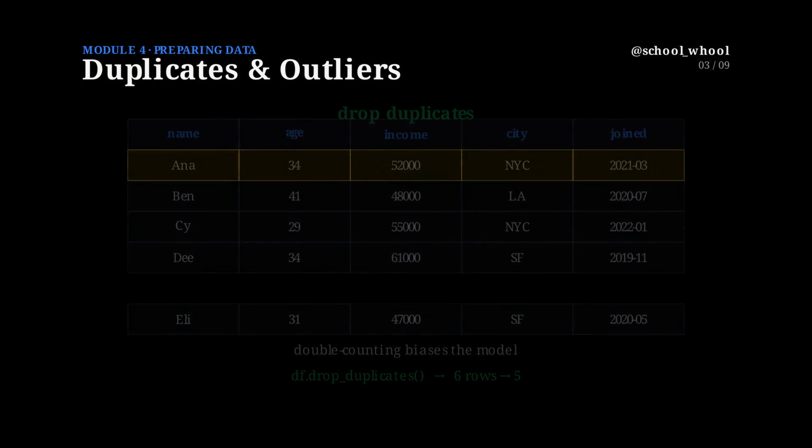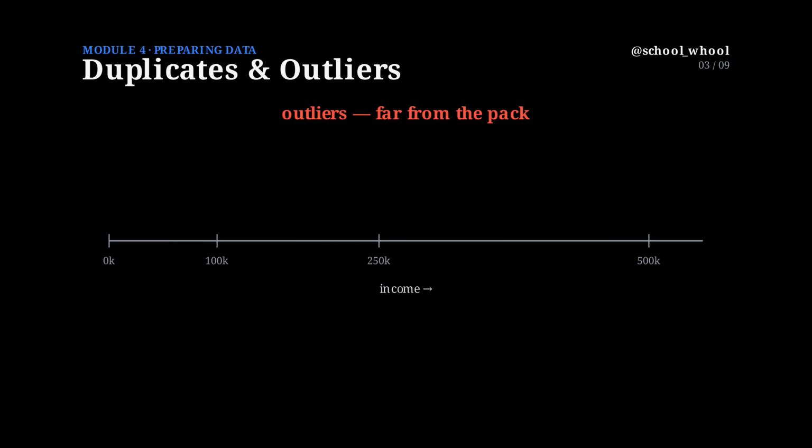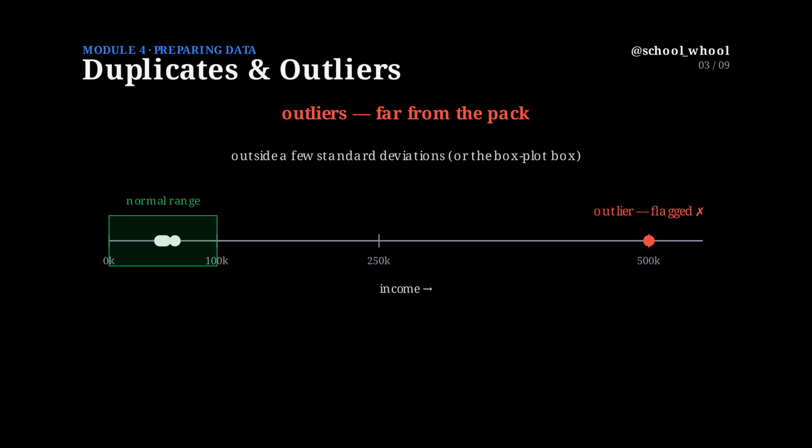Outliers are different: single values that sit far from the pack. Plot the incomes. Most cluster around 50,000. But one sits way out, at 500,000. How do we spot them automatically? Mark the normal range, say, within a few standard deviations of the mean, or inside the box of a boxplot. Anything that falls outside gets flagged as an outlier.